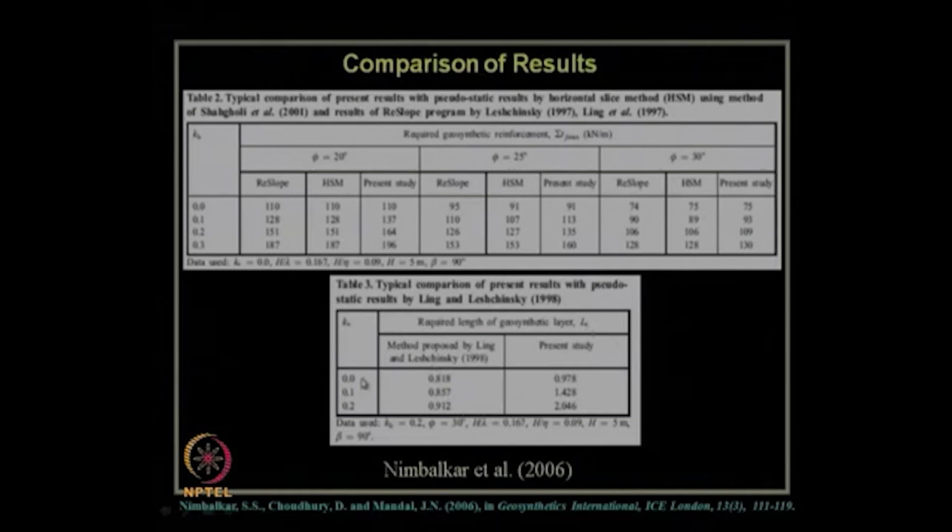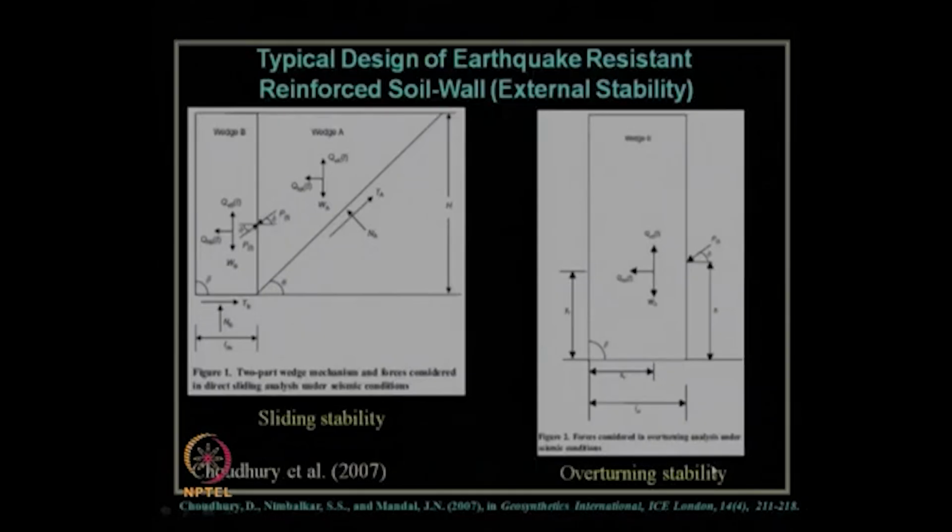Okay. So, for different values of kV and for an input value of kh equal to 0.2, our present study suggests that more length of reinforcement is necessary for better stability of the wall. The details can be obtained in this paper.